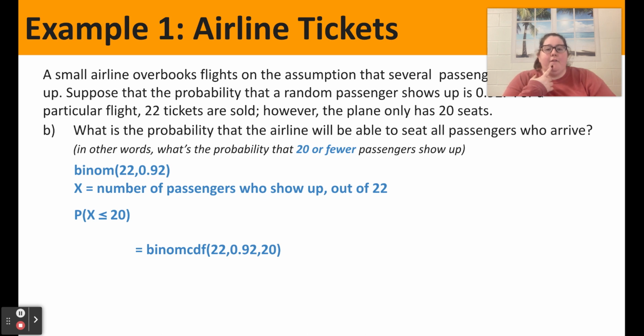So I would do second vars, and then binom CDF. Again, we still have 22 trials. P is still 0.92. I'm still going to put 20 as the x value, but because we're using this binom CDF function, it's going to do 20, 19, 18, 17, 16, all the way down to 0. Add all of those together because I did it as binom CDF. And there is my answer.